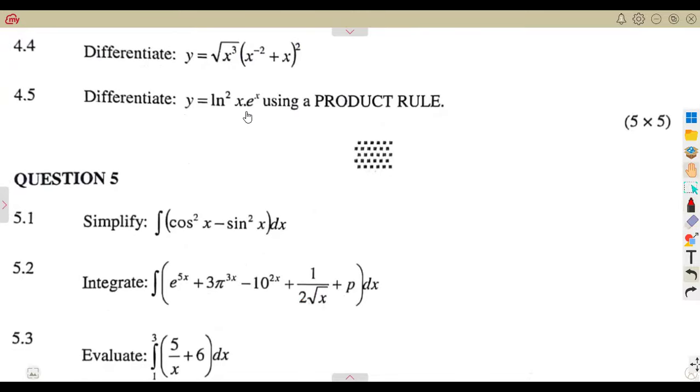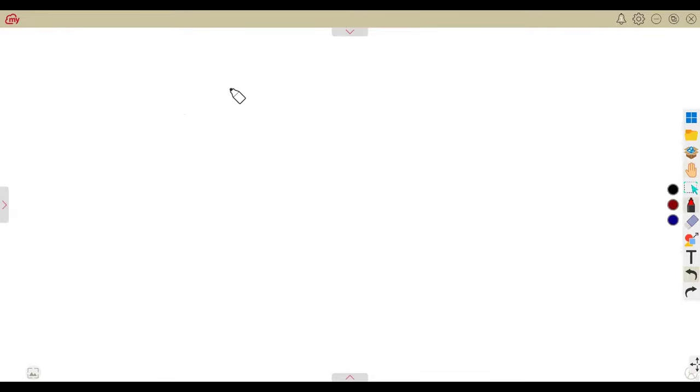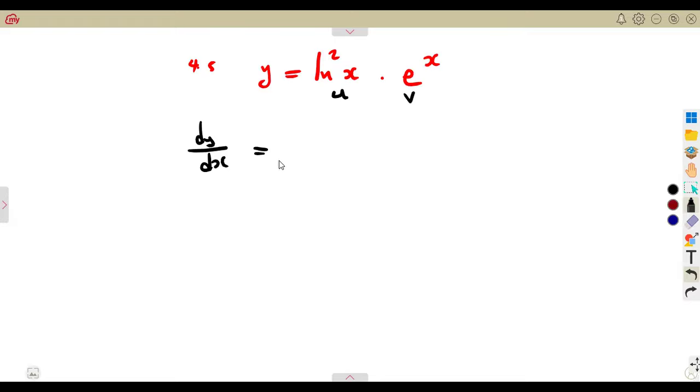Using the product rule. Y is equal to ln squared x times e to the exponent of x. Let's see what we're given there. Y is equal to the ln squared of x times e to the exponent of x, and you're asked to use the product rule, where the derivative of y with respect to x, if this represents u and this is our v, is u times the first derivative of v, plus the first derivative of u, v remains as it is.